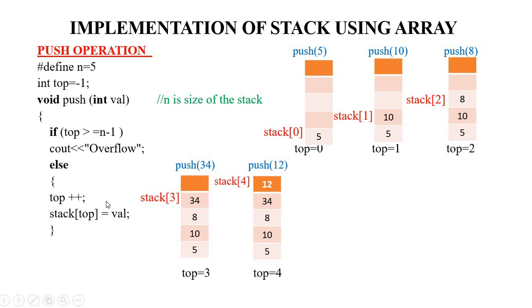Into the else part, what we have to do first is increment the top value. I'll increment the top value -1, so my top value will be 0 now. Then I'll insert stack of 0 is equal to value. So in stack of 0, I'm inserting 5.